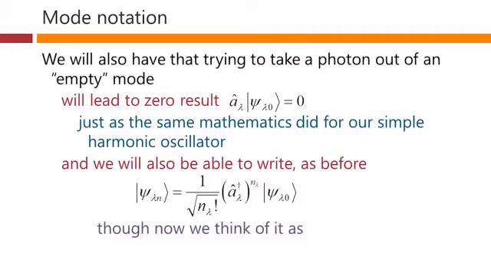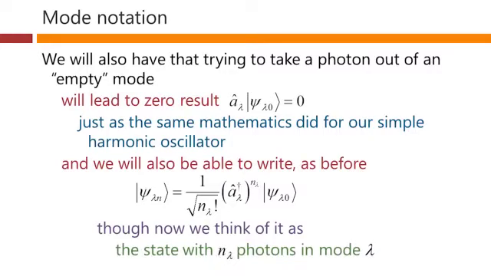Though now, of course, we think of this state as a state with n_λ photons in mode λ, rather than as simply the nth state of a harmonic oscillator, although these are entirely equivalent ideas.